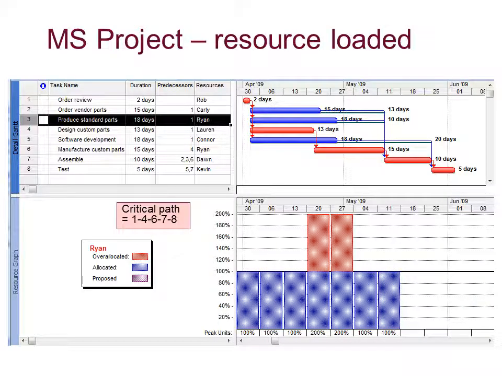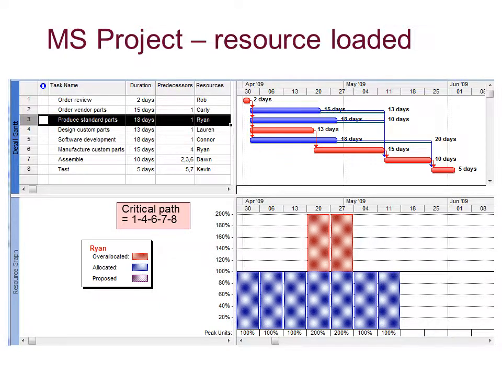Okay, this is shown in MS Project. So here at the bottom we have a resource graph showing the resources used in the project. Now, if you look at the little key at the side, you'll see that in the original project, Ryan was overloaded. We needed 2 of him for a period of time where his activities would have overlapped.